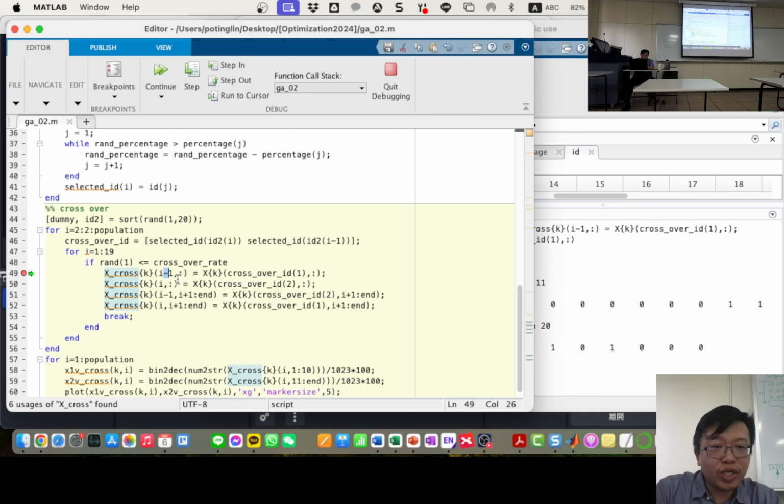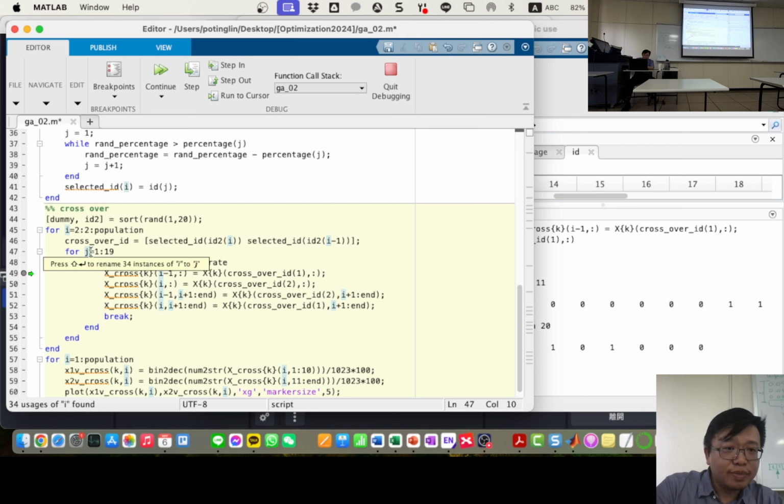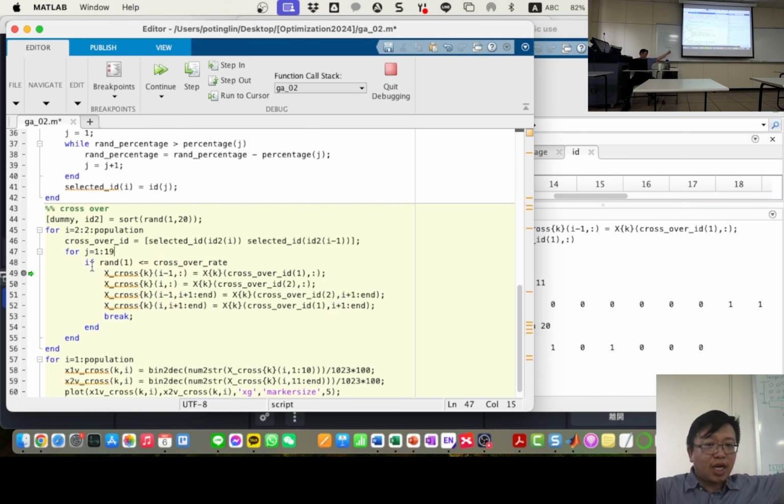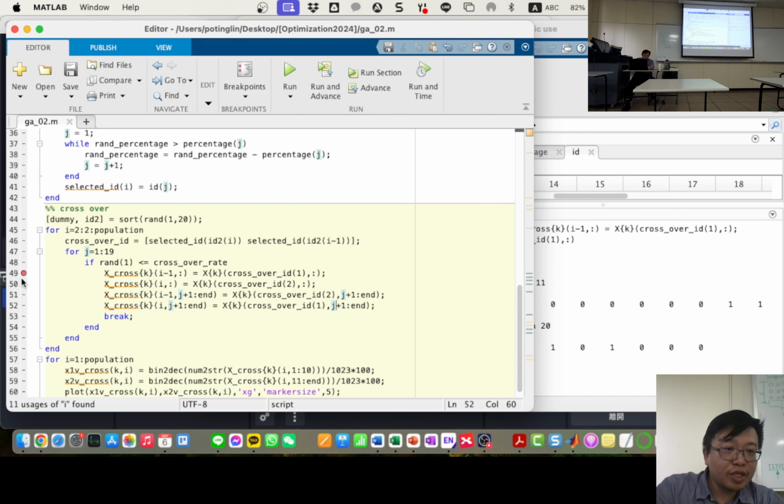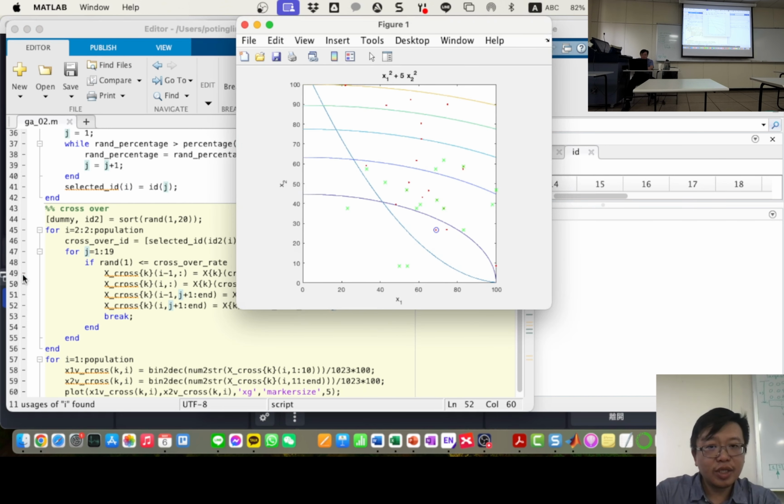Why can't I do this? I equals, I misuse, I should use J right here. J goes from 1 to 19. So I misuse index. So here should be J plus 1, J plus 1. Let me try it again. Good.